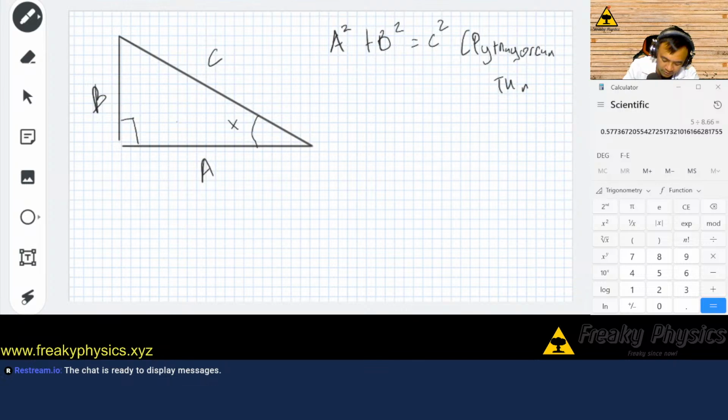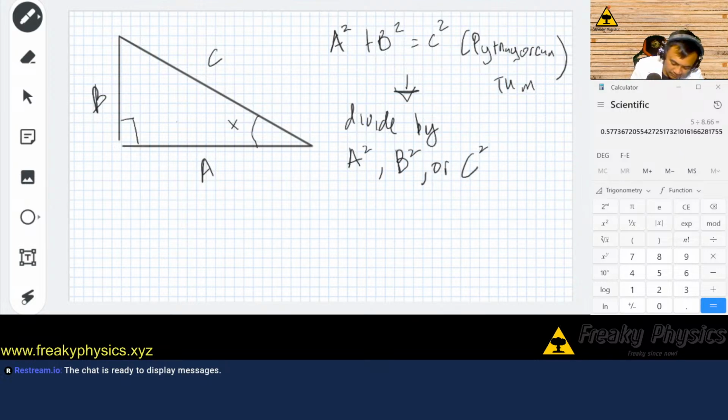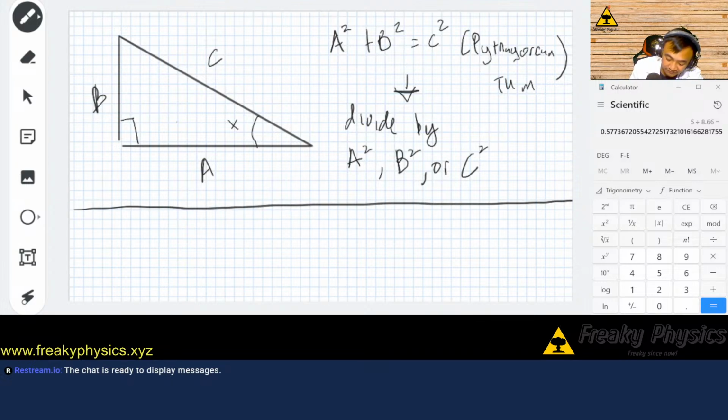Theorem. Okay. Now, what we'll do is divide by a squared, b squared, or c squared. So we'll divide by c squared first. If we divide everything by c squared, we get a squared over c squared plus b squared over c squared equals 1, right? I'm going to remove the squared here and here and put that in brackets first before squaring that. They mean exactly the same thing, right?